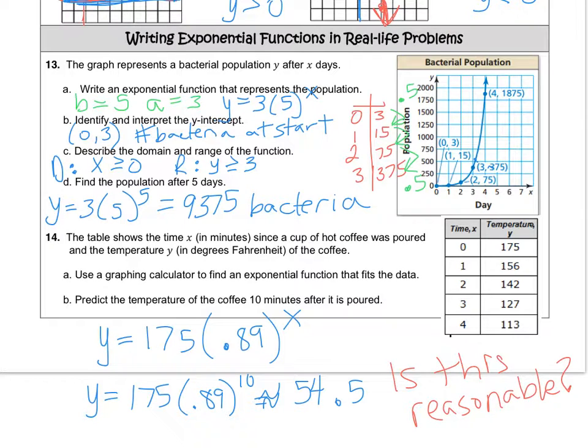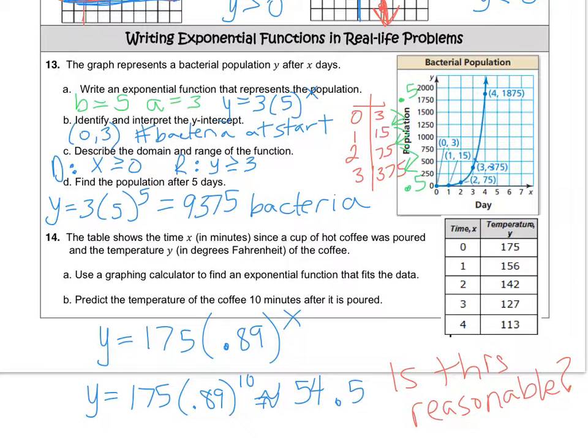Okay, so if you used stat edit or if you just did division to see what the multiplication factor was, you will come up with 175 with a factor of either 0.89 or 0.9, depending on how you did your rounding. Then at 10 minutes, if we followed this exactly, it would say that our cup of coffee is approximately 54.5 degrees. I would have to ask you, is that reasonable?